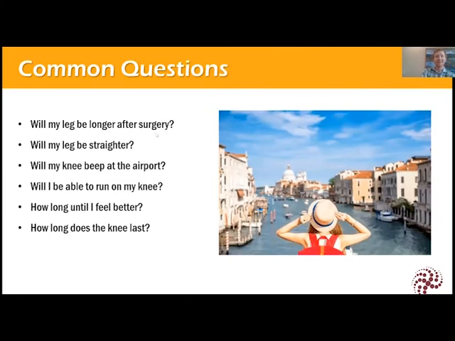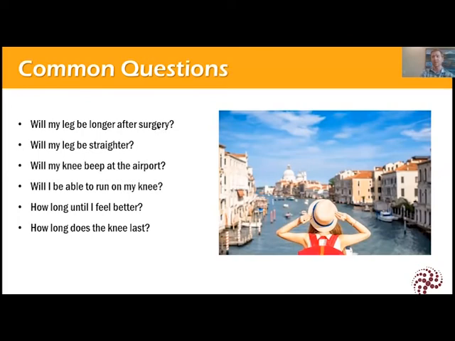So, common questions that I get, and then I'll look at some of the ones from this evening. Will my leg be longer after surgery? That's not the case in knee replacements. No, we balance the knee based on ligaments, which are only a certain length, and a knee replacement can only go that far out. So no, it doesn't usually lengthen the knee.